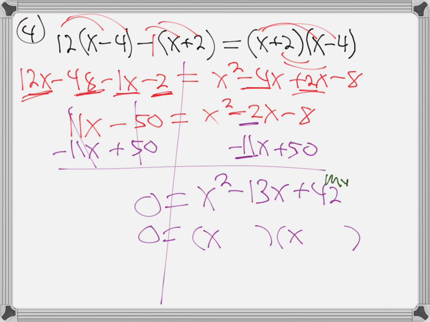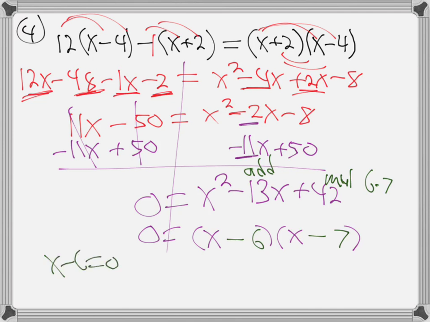What multiplies to be 42? What times what's 42? 6 times 7. How do they add to be minus 13? Both negative, right? If you lose $6 and lose $7, you lost $13, and 2 negatives multiply to be positive. See how much quicker that is? And then remember what you do after factoring?